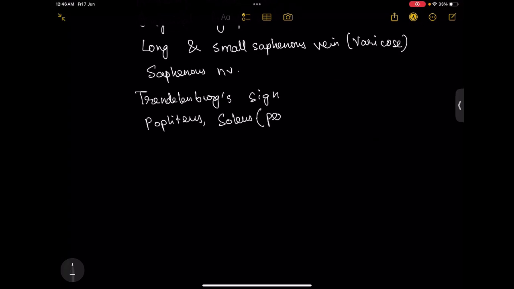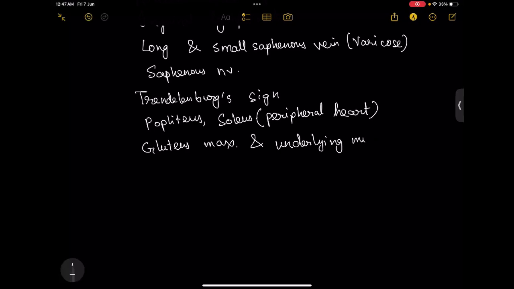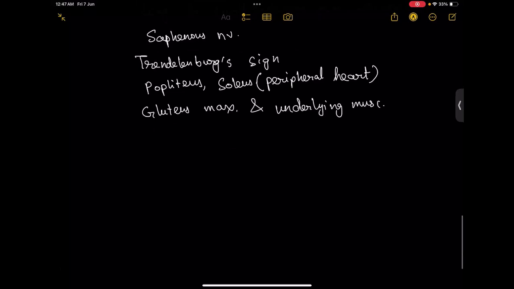This part is important as a clinical question: the soleus muscle and why it is known as the peripheral heart. We will get into the details in the lecture covering the soleus muscle. Again, when it comes to brachial plexus, there is a wonderful table given in our books, Snell's Clinical Anatomy. These wonderful tables and charts are presented in Snell's Clinical Anatomy.